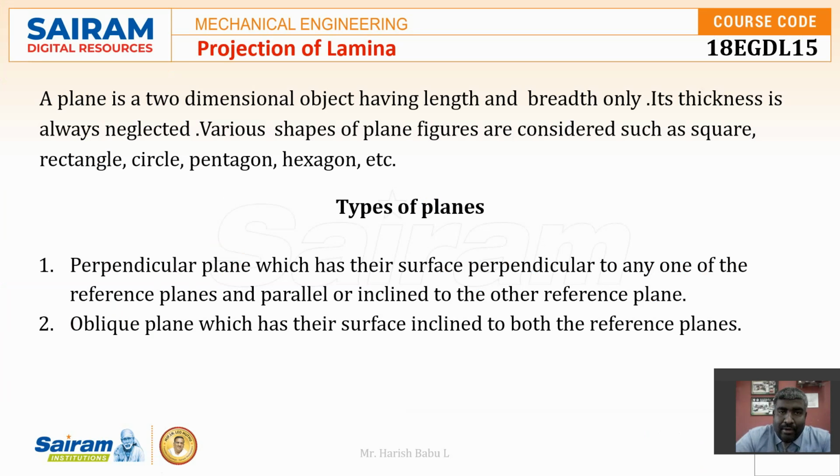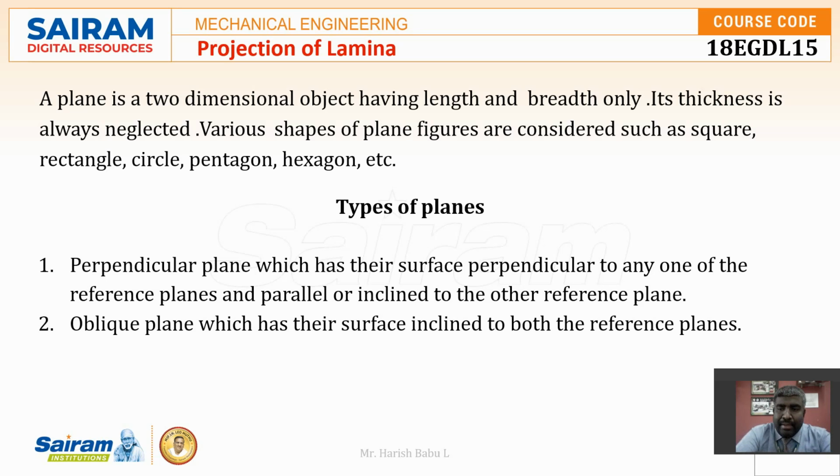So what do you mean by plane? You have to define it first. A plane is nothing but a two-dimensional object. So it has only the length and the breadth, and the thickness will be neglected. If you take any of the solids, where I want to consider three-dimensional length into breadth into height, there if the height is completely negligible, then we can call that one a plane or a surface or a lamina. The various shapes we're going to deal with in this syllabus are the square, rectangle, circle, pentagon, hexagon, as well as the triangle.